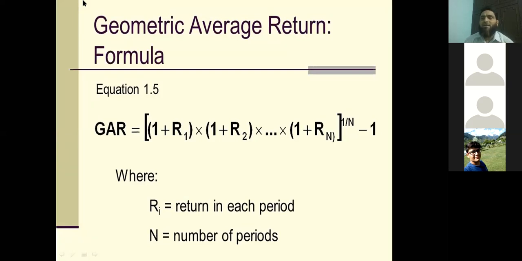Suppose you invested rupees 100. First year you are expecting 50 rupees, so the return relative will be 0.5. 1 means your principal amount and how much return you are expecting. If it is 20%, then 0.2. If it is 40%, then 0.4 will be the R1. Similarly, for second year, third year, fourth year, for n number of years, bracket close -1. I will give one example.